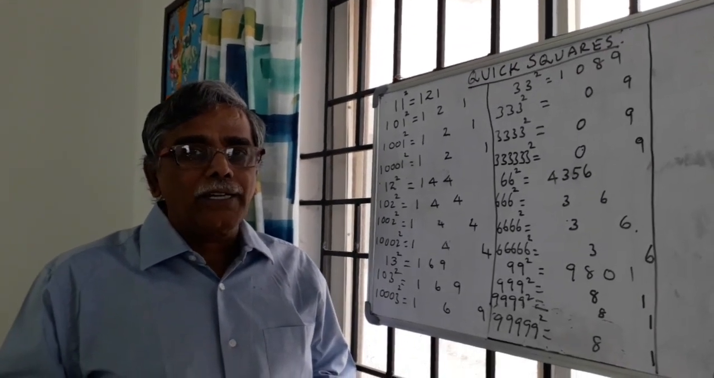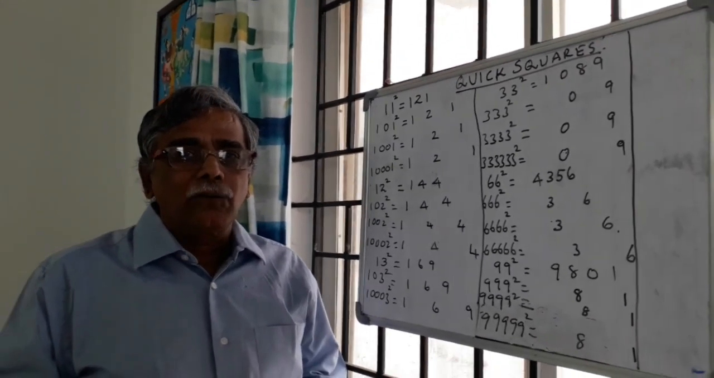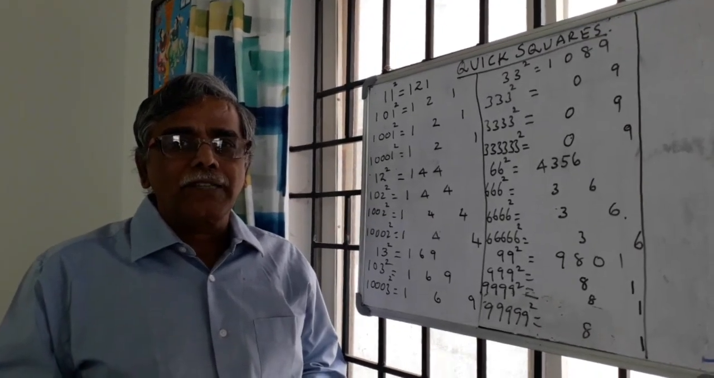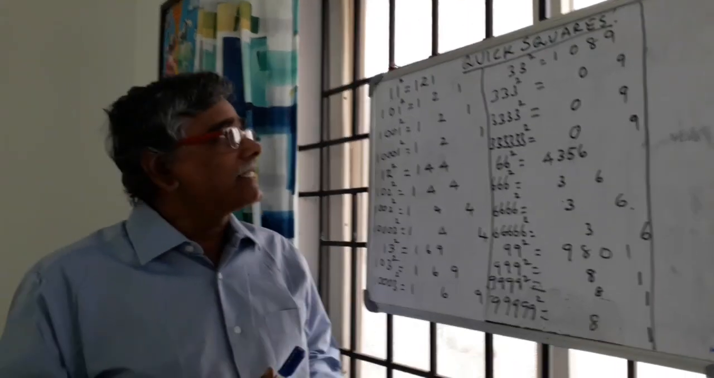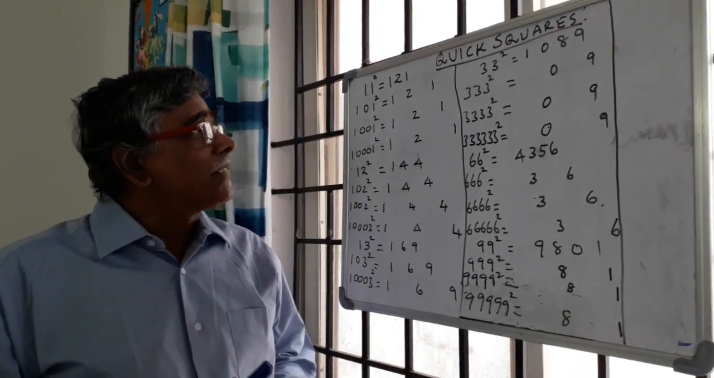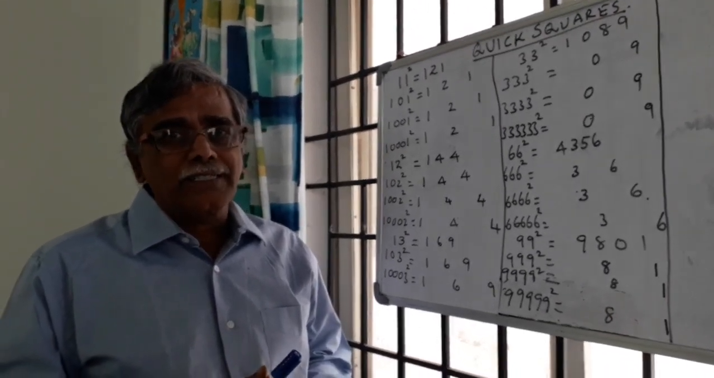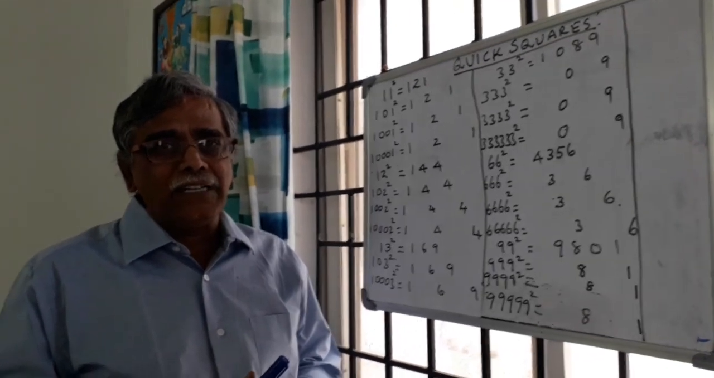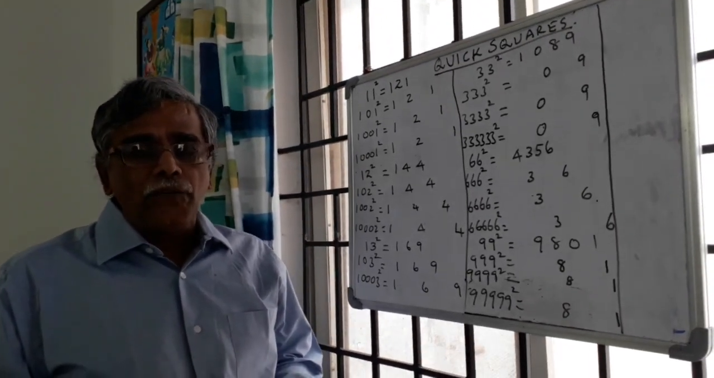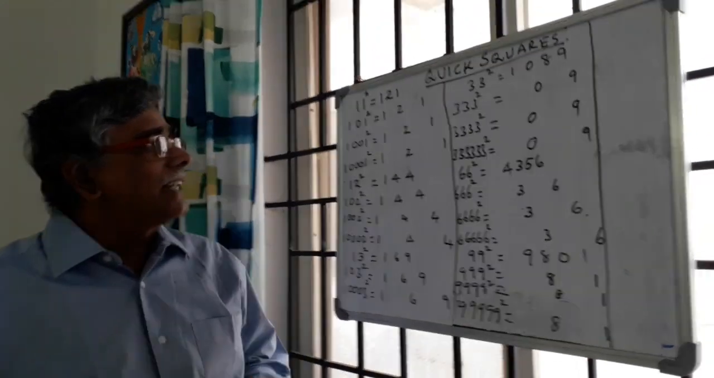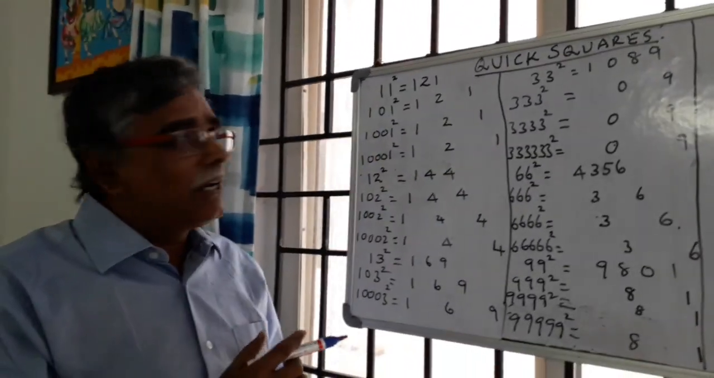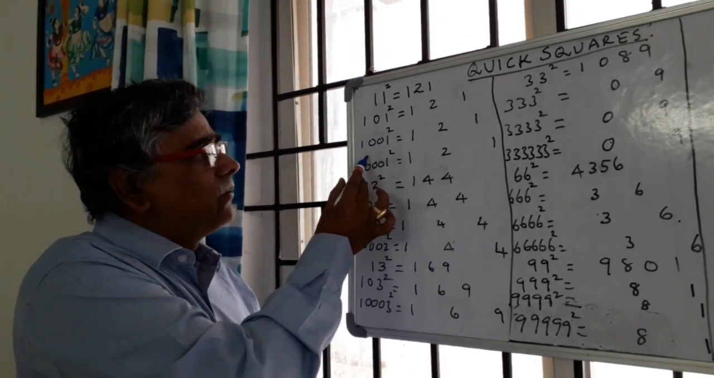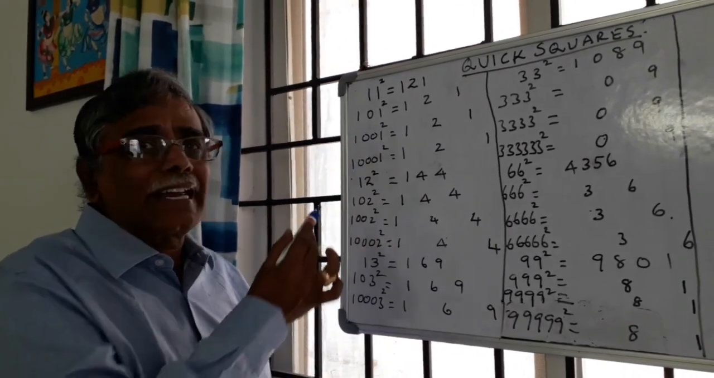So in quick squares, we have seen how to find squares from 76 to 125. Now in this session, we will see how to find squares connecting 11, 12 and 13. If you know 11 square, that is 121, you can find 101 square, 1001 square, 10,001 square, etc.